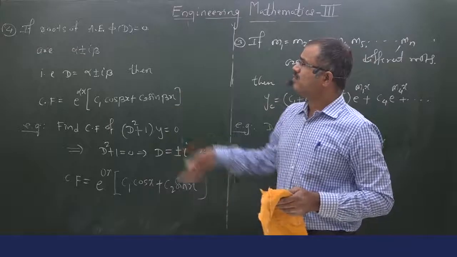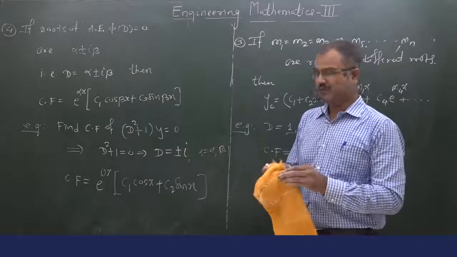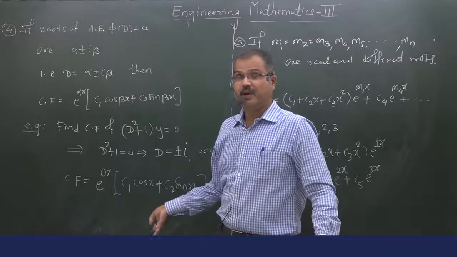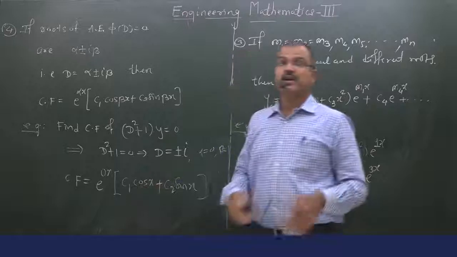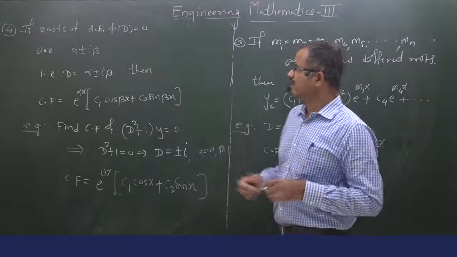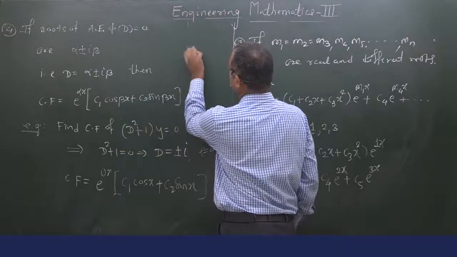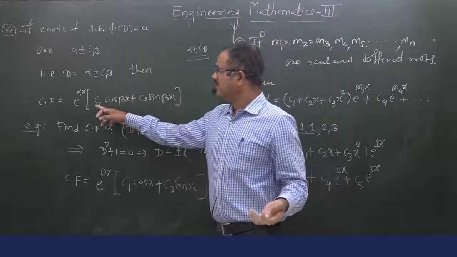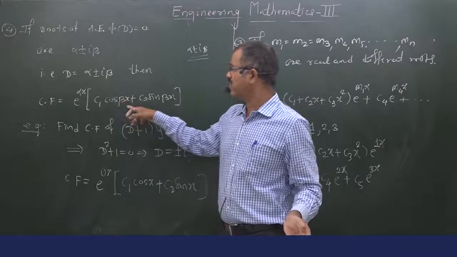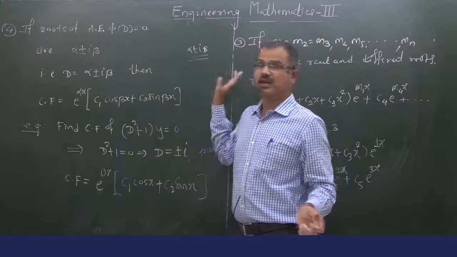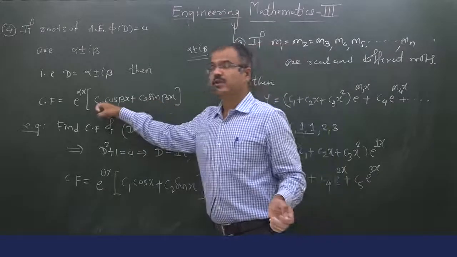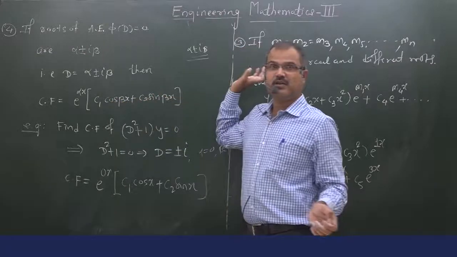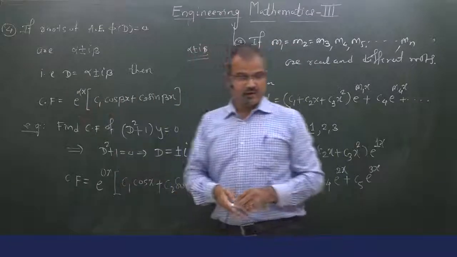Similarly, the next case is, if the roots are complex and repeated, that is, D is equal to alpha plus minus i beta repeated two times. That means there are 4 roots. Then the solution will be e to the power alpha x into ((c1 plus c2 x) cos beta x plus (c3 plus c4 x) sin beta x), and so on.